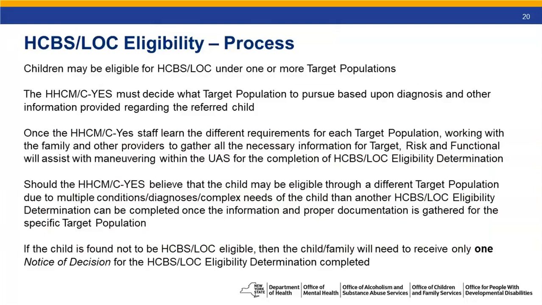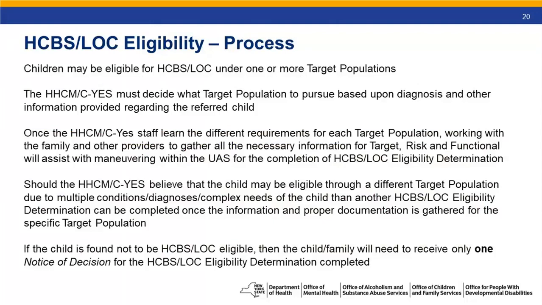So children may be eligible for more than one target population, so they may be eligible for one or more, but you only need to pursue one. The health home care manager must decide which target population they're going to pursue upon the diagnosis and provide the information before that referred child.